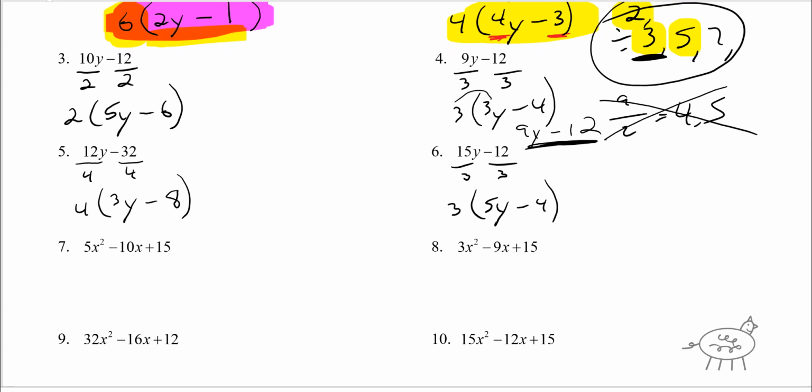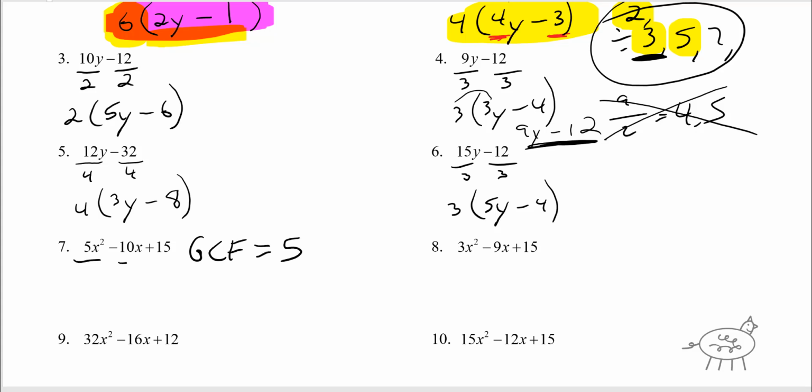Okay? This one, you guys should know it's a multiple of 5 because 5, 10, 15. So my GCF is 5. So I'm going to divide each of these by 5. So put a 5 here. And guys, I have 3 terms, so I'm going to have 3 terms here. Okay, all these had 2, so I had 2 terms here. These had 2 terms here.